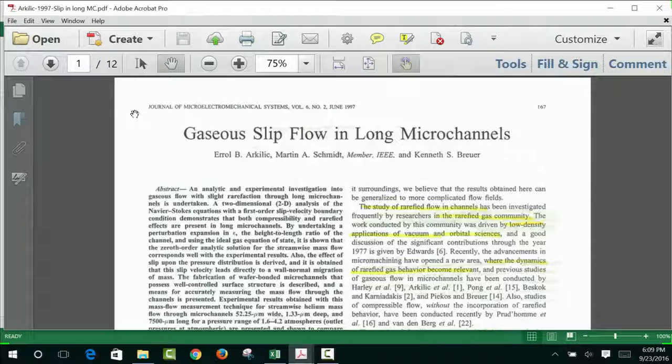All right. Things should start again. So can you still hear me in Stillwater? Yes. Very good. So this is the paper that I was telling you about, the first time they actually managed to experimentally validate the Maxwell slip model.